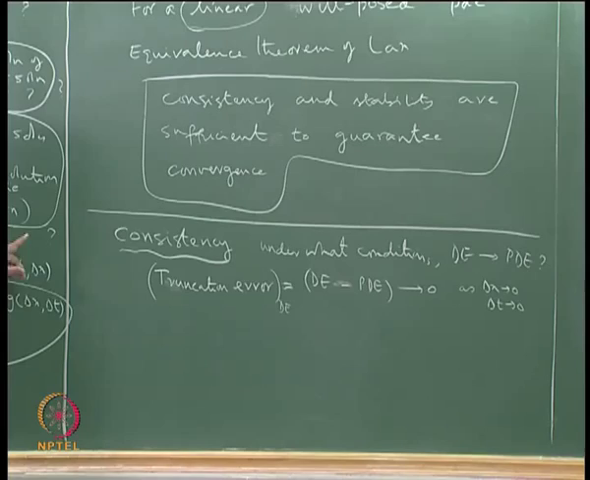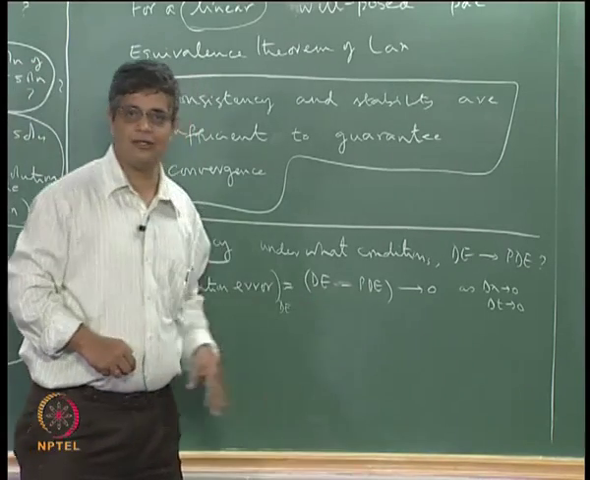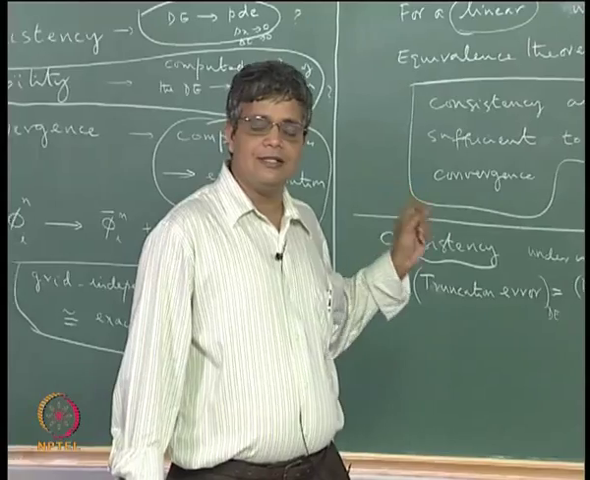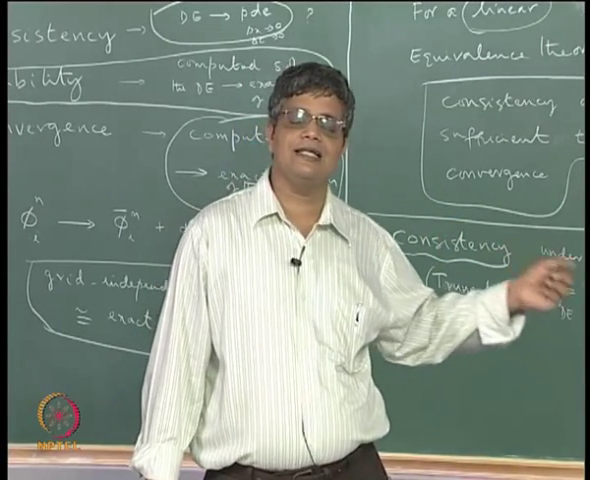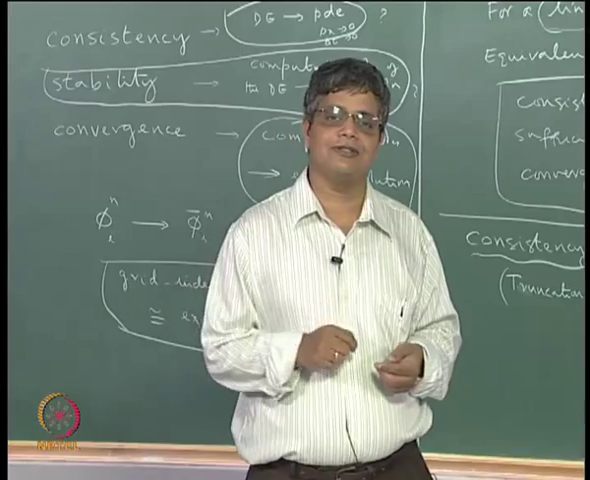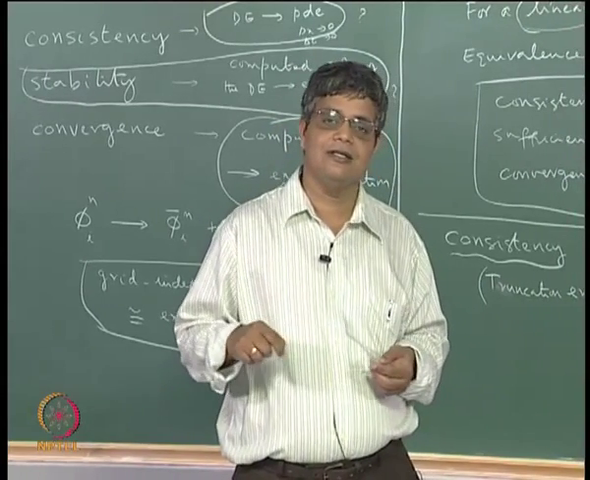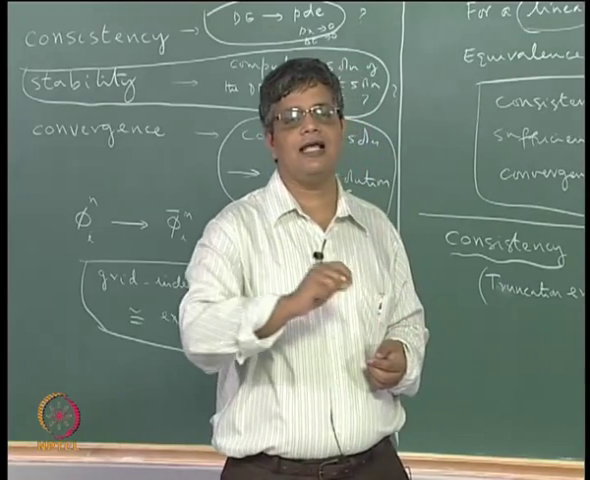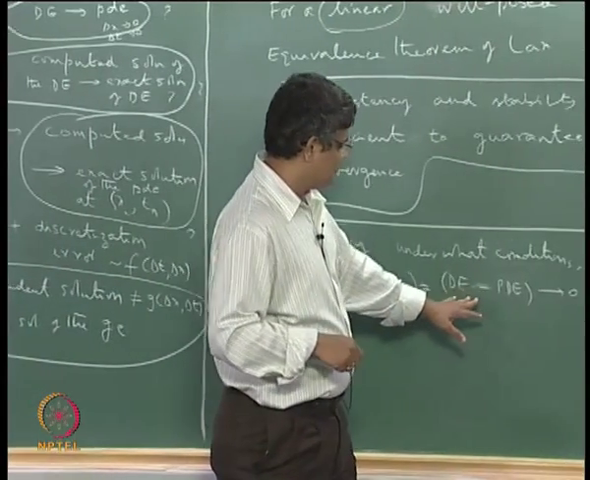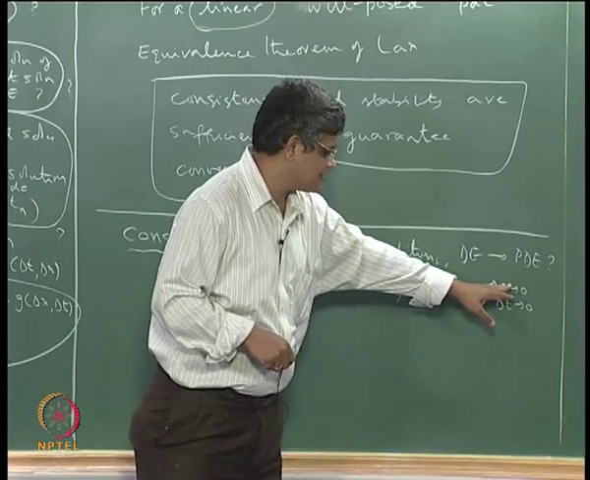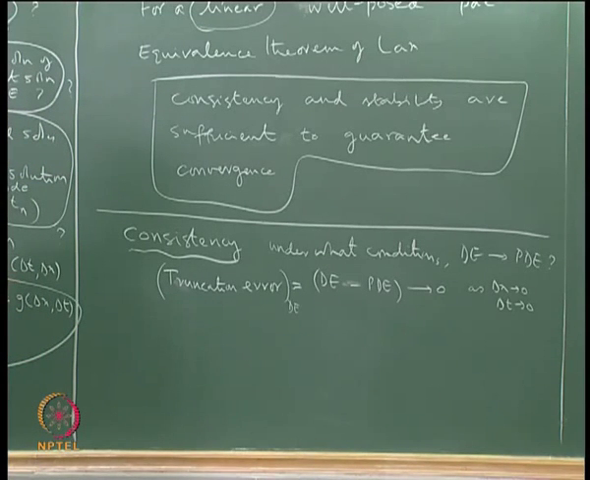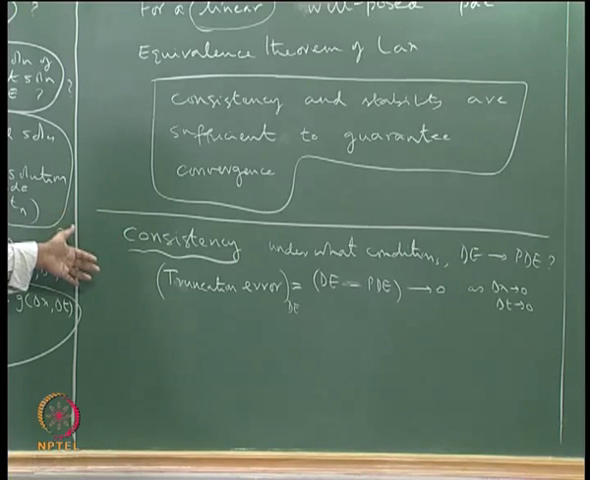So, the consistency condition does not say that the two must be equal, it only says that the difference will tend to 0 in the limit as delta x tends to 0 and delta t tends to 0. We are not claiming that there will not be any difference, we are only saying that the solution method has the capability of reducing the error to as low as is required, as is possible. So, it is only that the difference will tend to 0 as delta x is made to go to 0 and delta t is made to go to 0. So then in order to verify the consistency, we have to look at the truncation error.